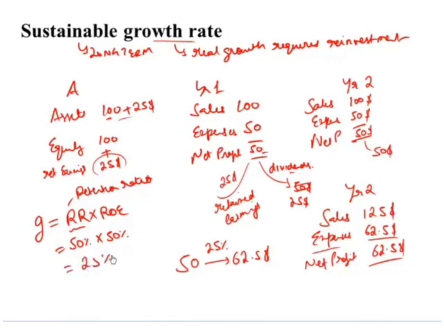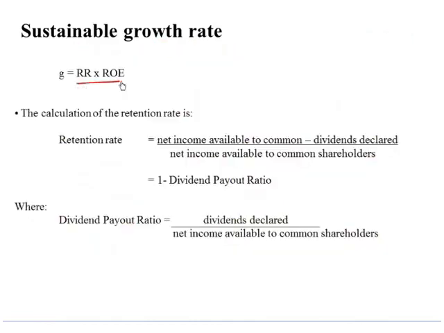So remember, growth requires reinvestment. The return earned on the reinvested earnings causes a growth in the original earnings. So growth is RR into ROE. The retention rate is the net income minus the dividends, that is the retained earnings upon the net income, which can also be written as 1 minus the dividend payout ratio that we calculated earlier. The dividend payout ratio is the dividend upon the net income.